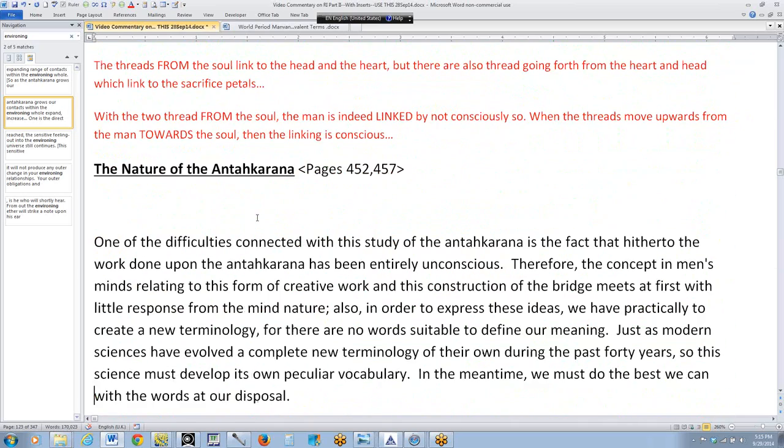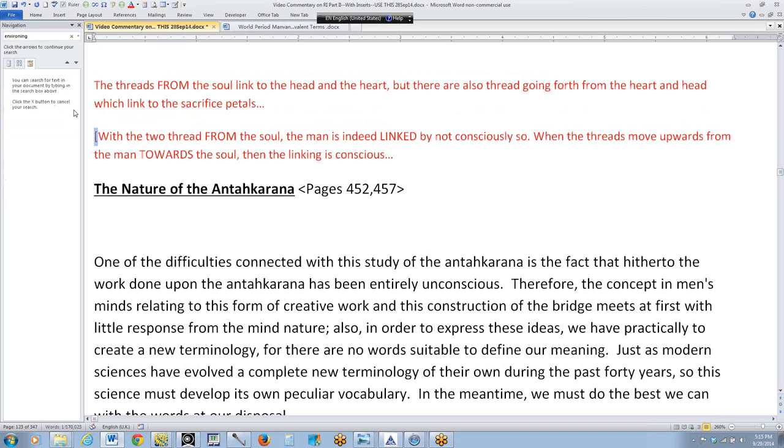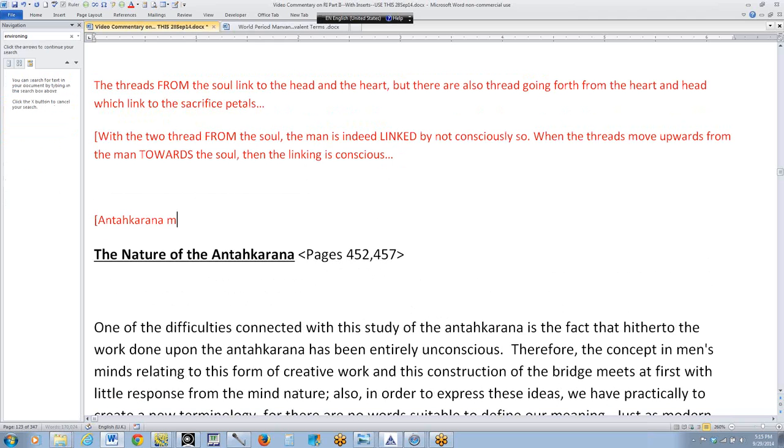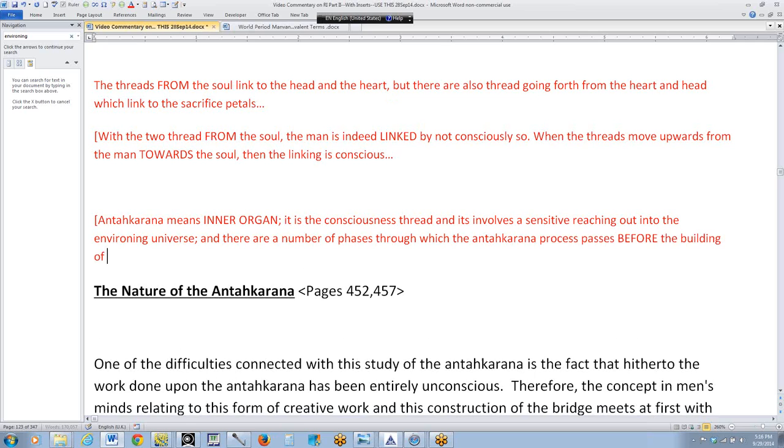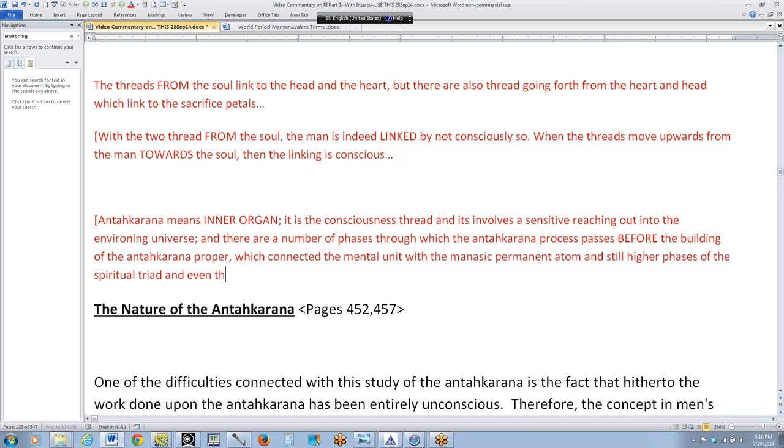Now we begin a new section. So what do we have so far? We have the idea about Antahkarana in different terms. We have the idea that Antahkarana means inner organ. That's one thing it means. It is the consciousness thread, and it involves a sensitive reaching out into the environing universe. And there are a number of phases through which the Antahkarana process passes before the building of the Antahkarana proper, which connects the mental unit with the monadic permanent atom and still higher phases of the spiritual triad and even the monad.